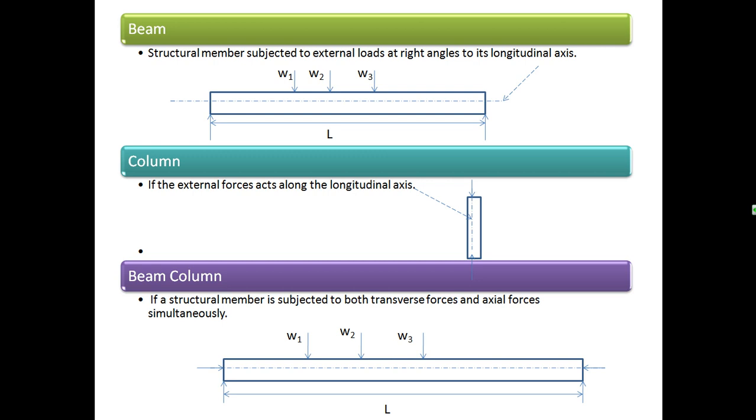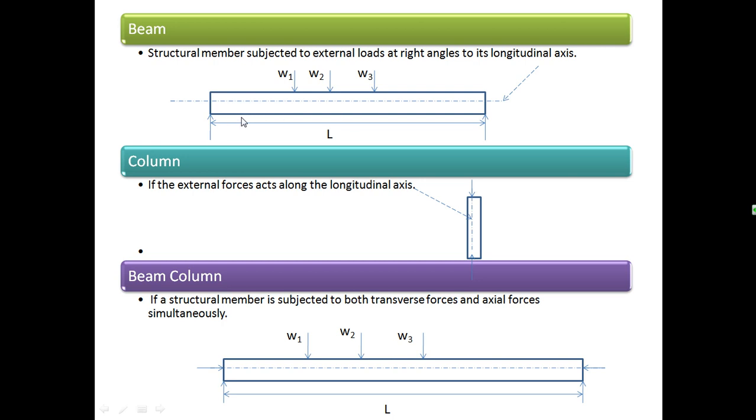A beam is a structural member subjected to external loads which are acting at right angle to the longitudinal axis. You can see the longitudinal axis and the loads W1, W2 and W3 which are acting on this beam. The beam of length L is given here. These external loads are acting at 90 degrees to the longitudinal axis of the beam.